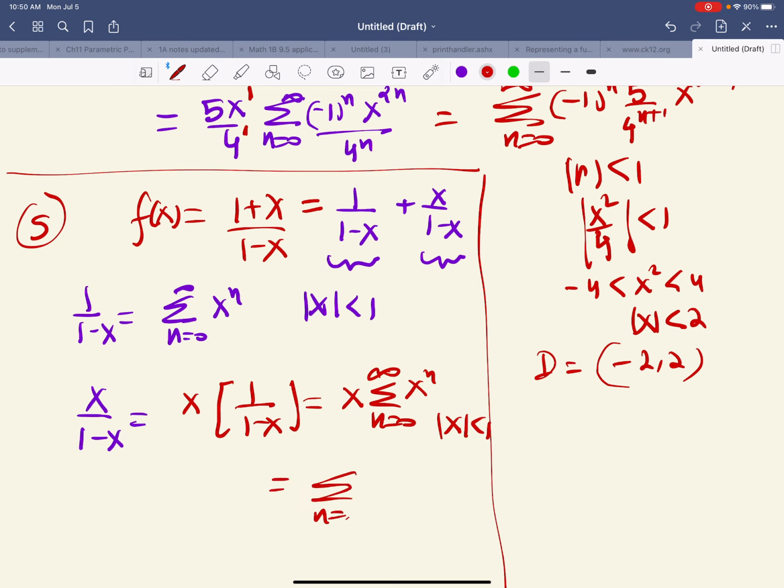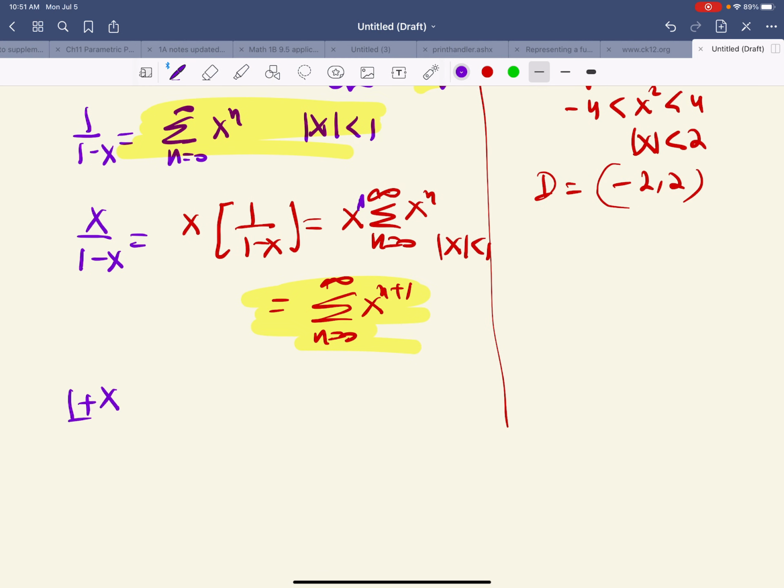That will give me the sum from n equals 0 to infinity of x to the power n plus 1, because I already have the power 1 here. When I take it inside, the exponents will add up. Now I have these two power series, and I'm going to add them up to express the power series for (1 plus x) over (1 minus x).